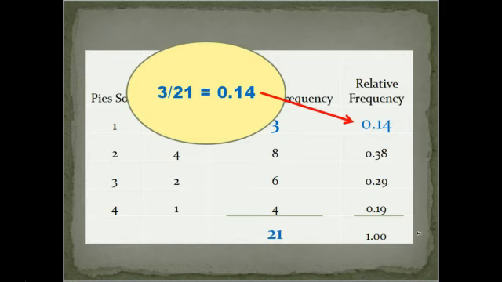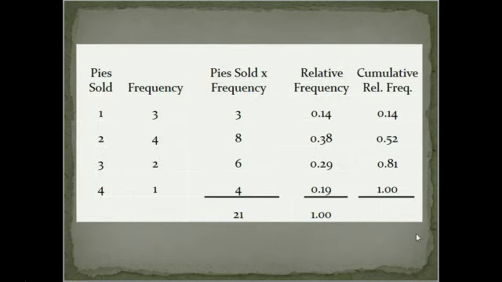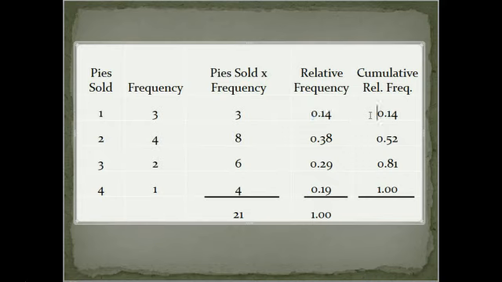The next thing we need to do is just add a cumulative column for the relative frequency, and that's very simple. All we do is as we go and add these relative frequencies, we simply put them into the cumulative relative frequency column and add them up as we go. So the first column is 14%. We add the 38% to that and get 52%. We add the 29% to 52% and get 81%. And again, this all adds up to 1.